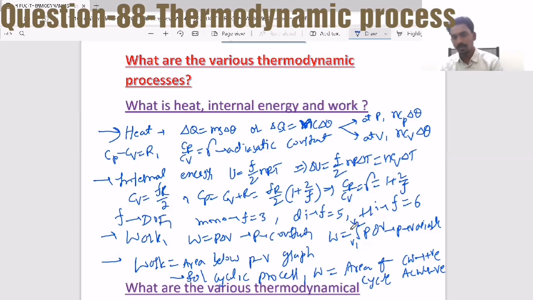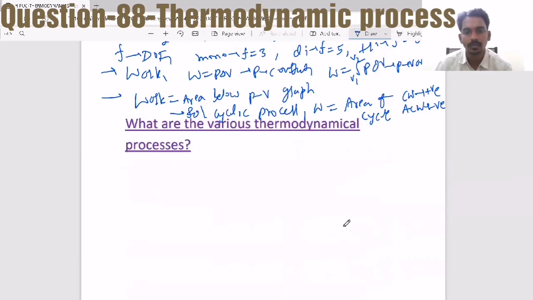You also have to remember the sign convention. Heat given to or absorbed by the system is positive. Heat rejected, released or extracted from the system is negative. Increase in internal energy is positive, decrease in internal energy is negative. Work done by the system is positive, work done on the system is negative. Generally, work done by the system means expansion, and work done on the system means compression. All these things you need to remember.